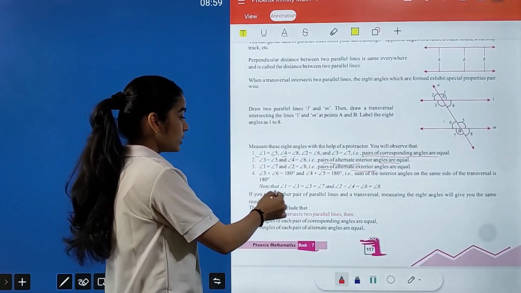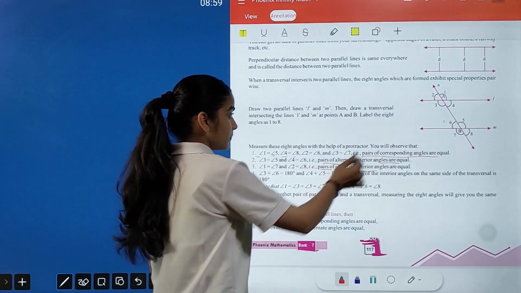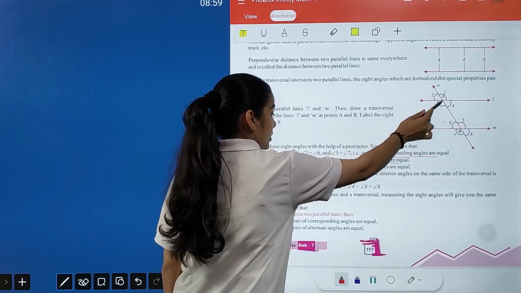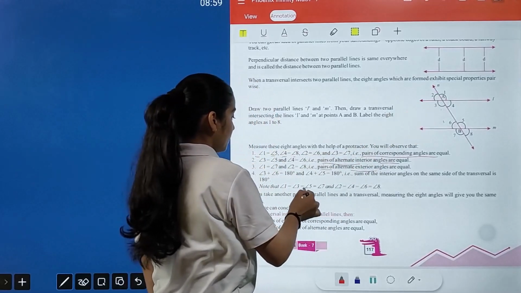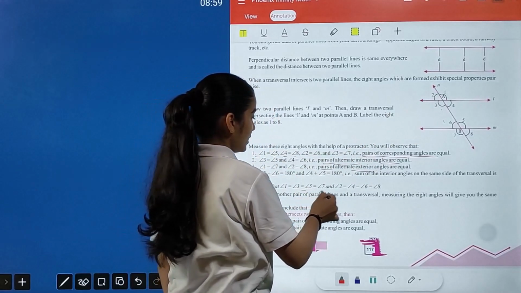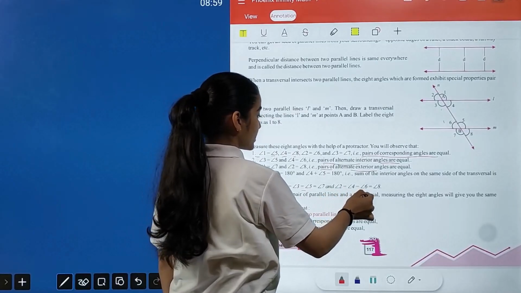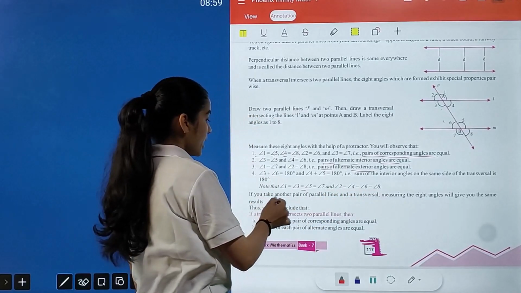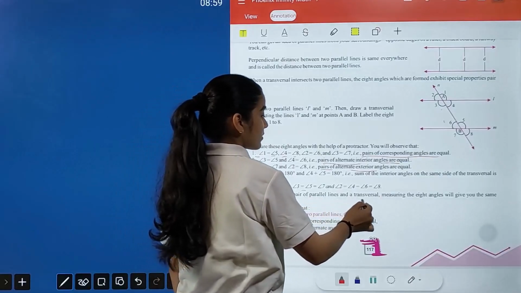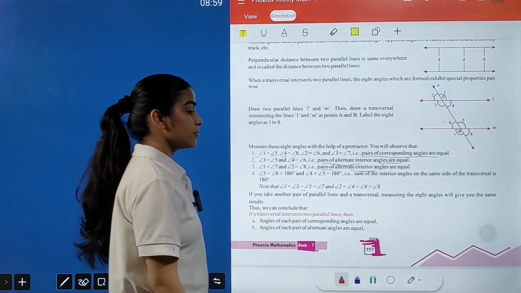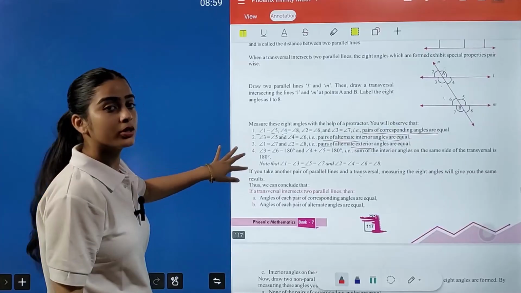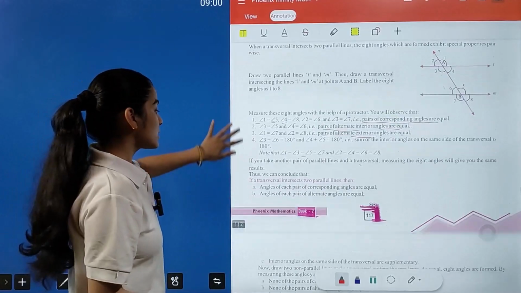Okay. Note that angle 1 is equal to angle 3, because they are vertically opposite angles. Angle 5 is equal to angle 7. Angle 2 is equal to angle 4 and angle 6 is equal to 8. If you take another pair of parallel lines and a transversal, measuring the 8 angles will give you the same results. If you want to measure it, you can measure it. You get the same results.